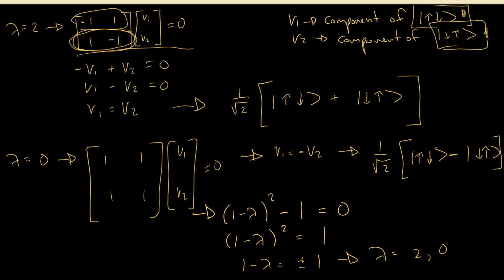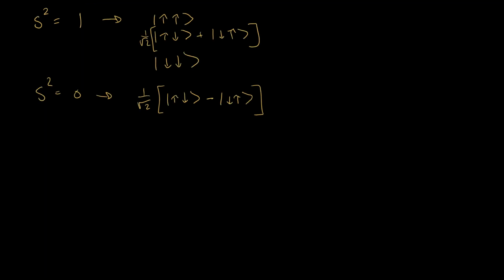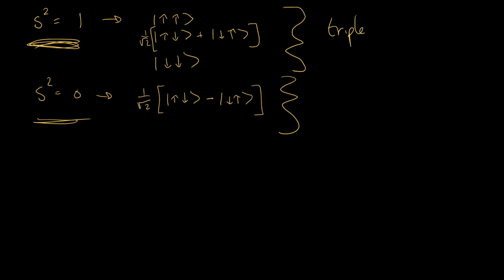Okay, so we have solved for the eigenvalues and the eigenvectors of our 4 different states now, so we can write it all together. You're left with these 3 states that have spin squared equals 1, and these are the eigenvectors for them. And you also have this one state with spin squared equals 0, and here's the eigenvector. So these first 3 are commonly referred to as the triplet states, and this last one is referred to as the singlet state.